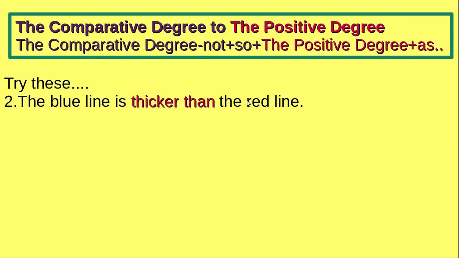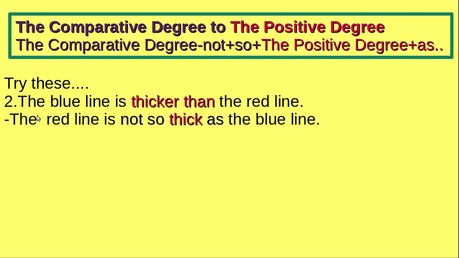Shall we do some exercises? The blue line is thicker than the red line. With common sense we can understand that it should begin with the red line is not so, positive degree thick, as the blue line. Okay, the red line is not so thick as the blue line. See the answer? The red line is not so thick as the blue line. Clear? I think very clear.